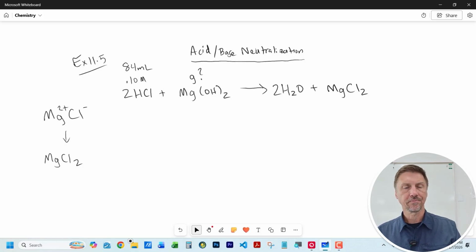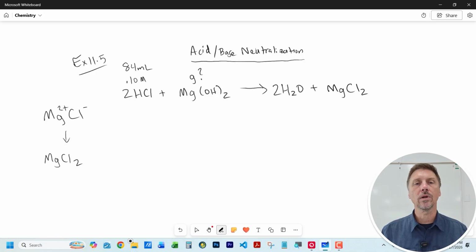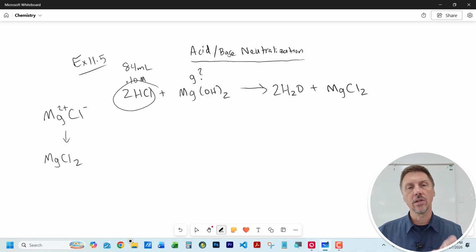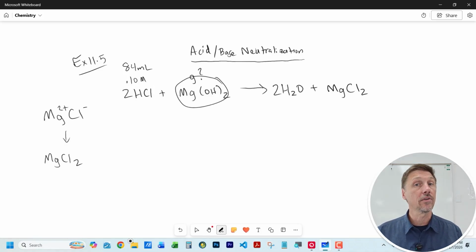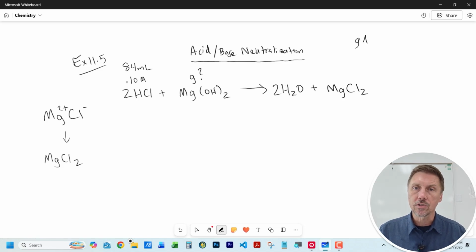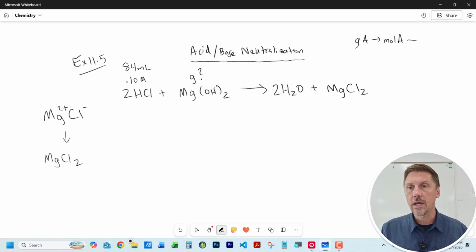of HCl? Well, if we have one substance, what do we need to know about that substance in order to figure out the number of grams of another substance in a balanced chemical equation? Remember our little path, our stoichiometry path that we take, right? So if we start with grams of one substance, we can calculate the moles of that substance.